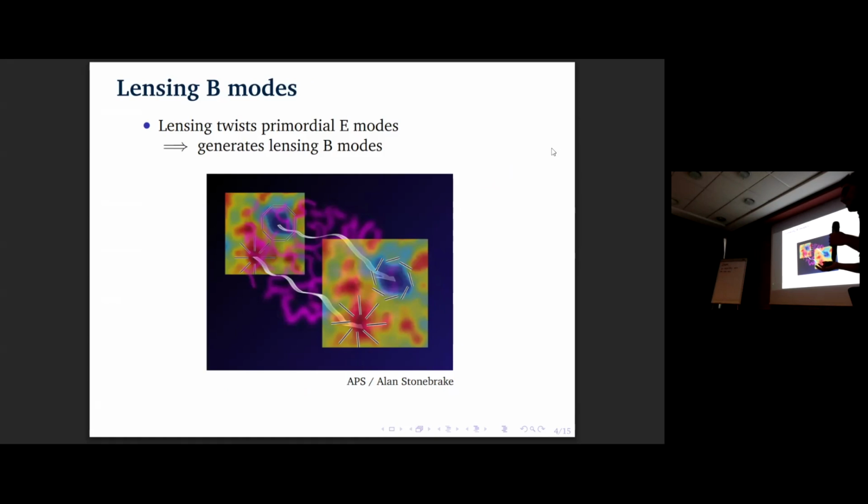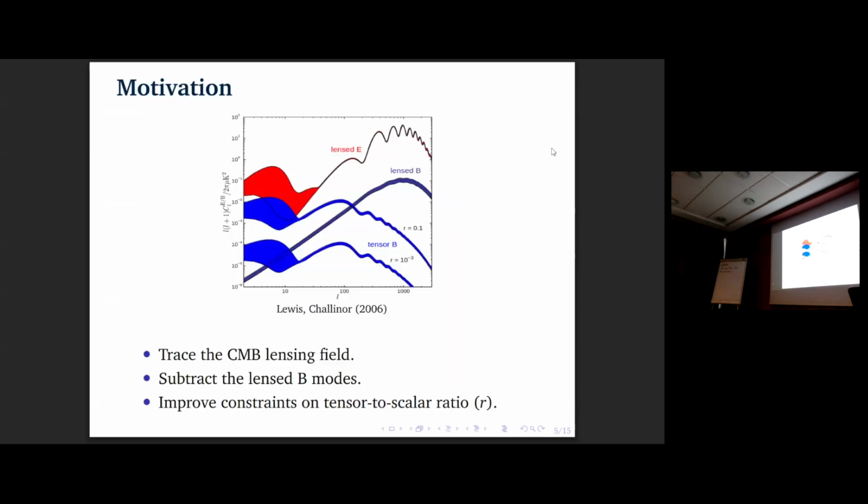Why we are interested in lensing is because in polarization, it's important to study the lensing B-modes, which are produced by the matter distribution that lies between the last scattering surface and us. Weak lensing twists the primordial E-mode pattern and generates secondary lensing B-modes. This is important because if we want to probe the primordial tensor B-modes, we must subtract this lensing B-mode signal, because it's a secondary effect coming from lensing.